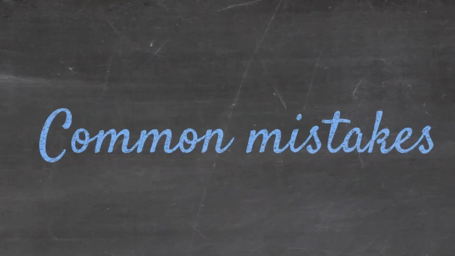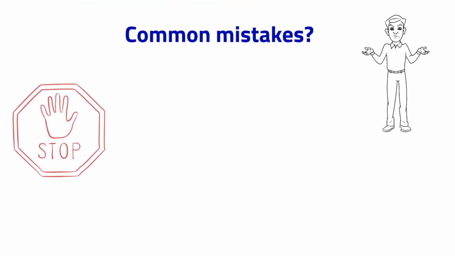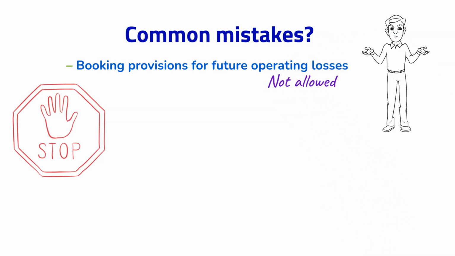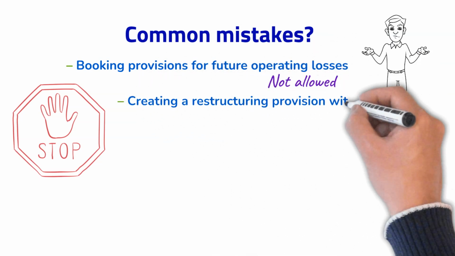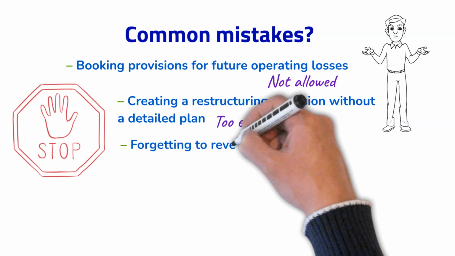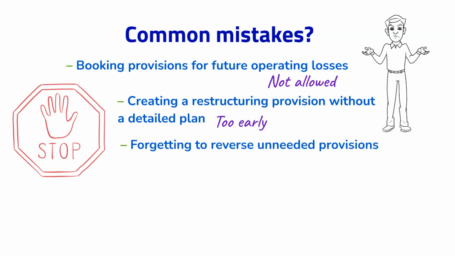And now a few common pitfalls. The first one, booking a provision for future general operating losses. This is not allowed. The next one, creating a restructuring provision without a detailed plan and communication. This is too early. No obligation exists and the amounts may move a lot. Forgetting to reverse provisions which are not needed.